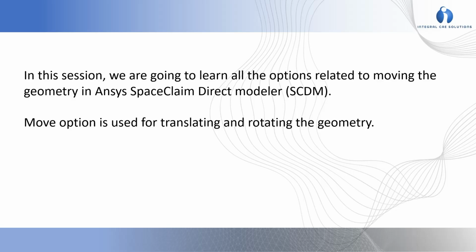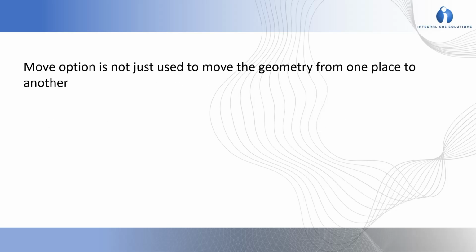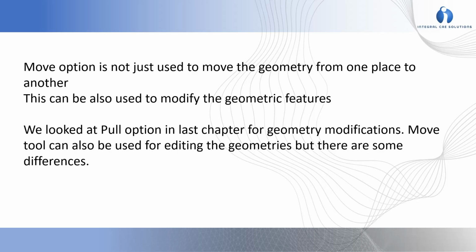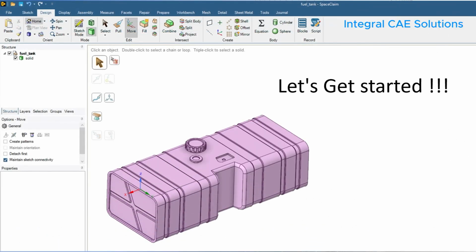Move option is used for translating and rotating the geometries. However, it is not just used to move the geometry from one place to another. This can also be used to modify the geometric features. We looked at pull option in the last chapter for geometry modifications. Move tool can also be used for editing the geometries, but there are some differences. We'll look at those in detail in this chapter. Let's get started.